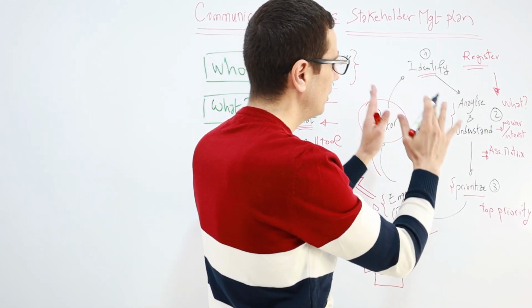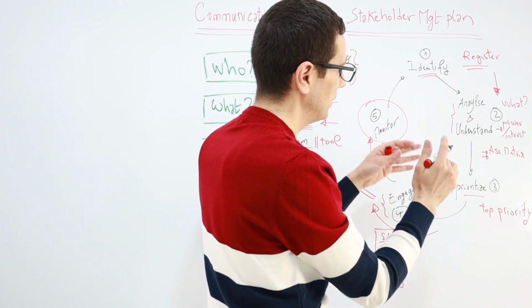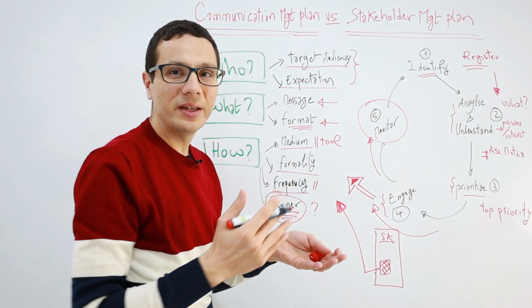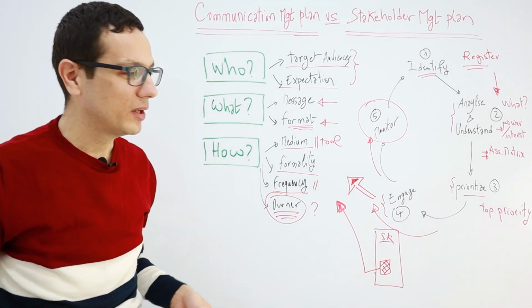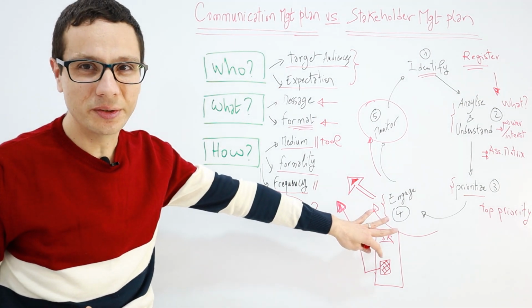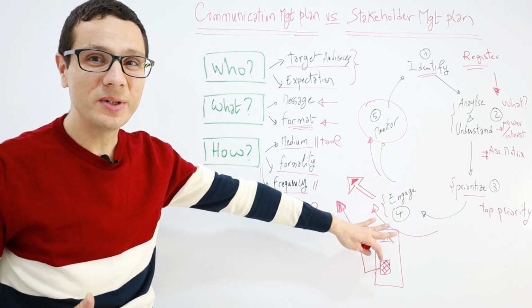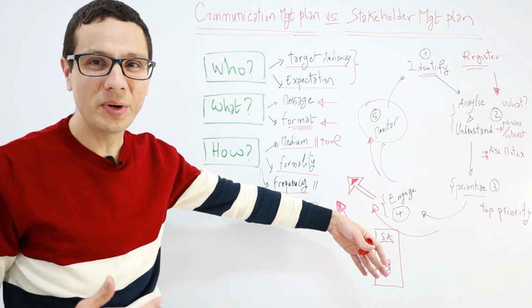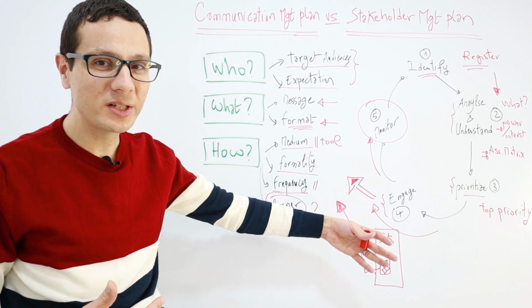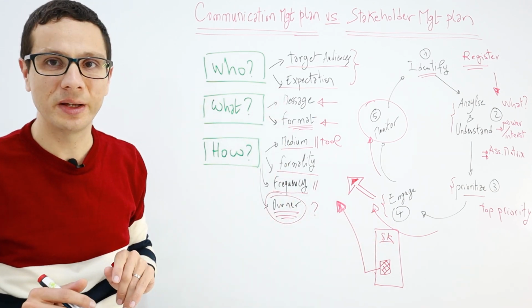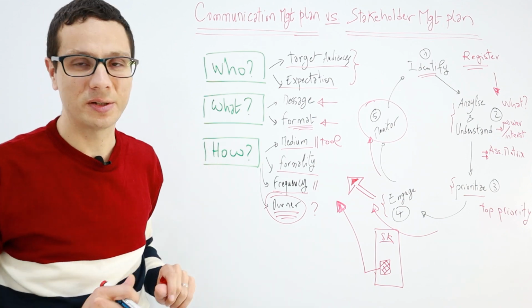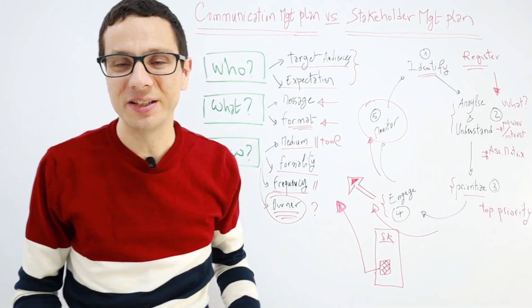So the stakeholder management plan, to sum up, is a document that explains how to deal with stakeholders and how to engage stakeholders. But if engaging stakeholders is a lengthy process and needs more explanation, then it should go into a communication management plan as a separate document. Hope that the difference is clear now.